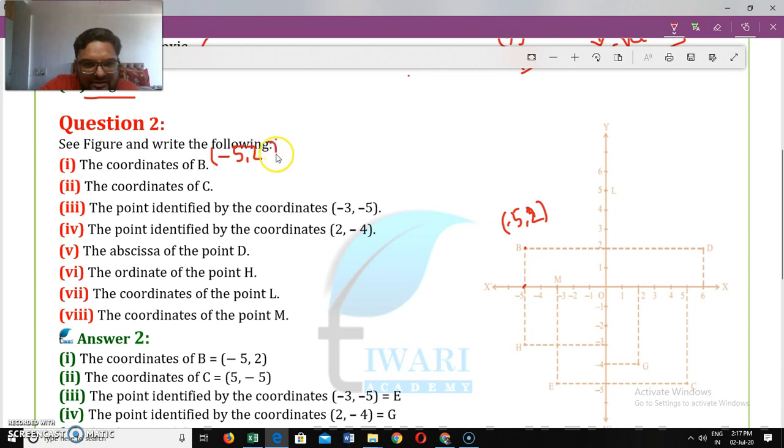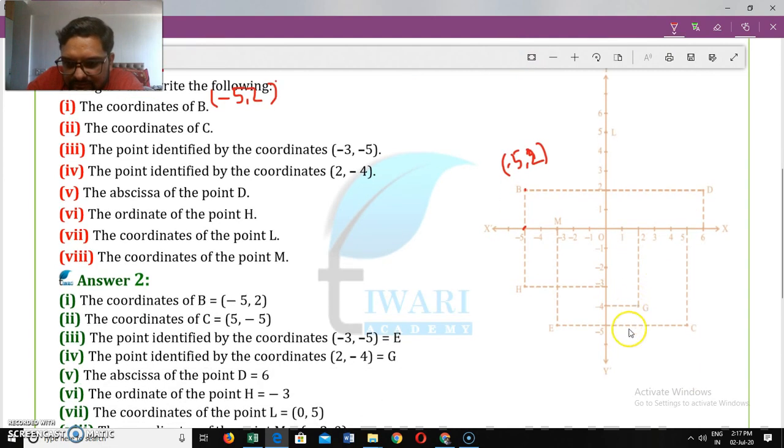Similarly, they have asked about the point C. So where is C? We have to find out where the point C is. This is H, G, D, B. Where is C? Okay, point C is here. First we have to write the value of x. This is the x-axis, so this point is positive 5, comma, and this y is minus 5. So the coordinates of C are plus 5, comma, minus 5.